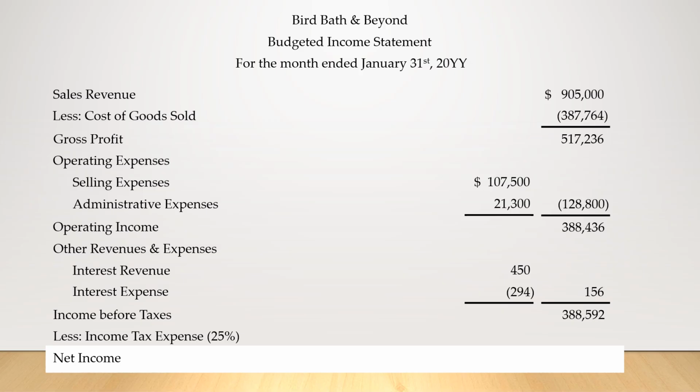25% of $388,592 is $97,148, and net income will therefore be $291,444.